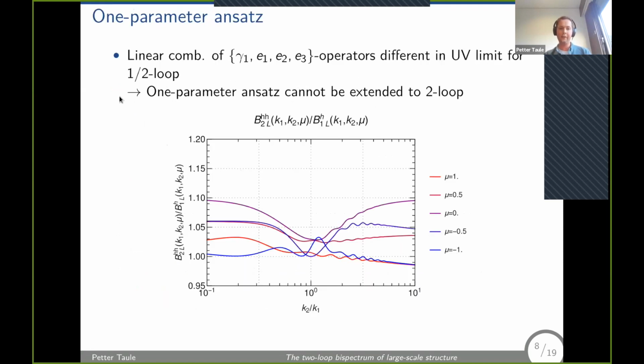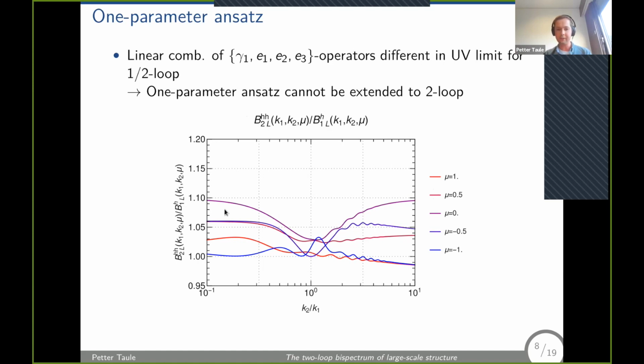Now one can also wonder whether this one parameter ansatz, where you relate the four parameters in some combination inspired by the UV of SPT to one overall parameter, can be extended to two loop. But maybe not so surprisingly, how these shapes enter into the UV of the two loop is not the same linear combination as it was for the one loop, which can be seen here, for example, where this plot shows the ratio of the double hard limit over the hard limit of the one loop for a ratio of two external wave numbers, and also the angle between those two for different angles here.